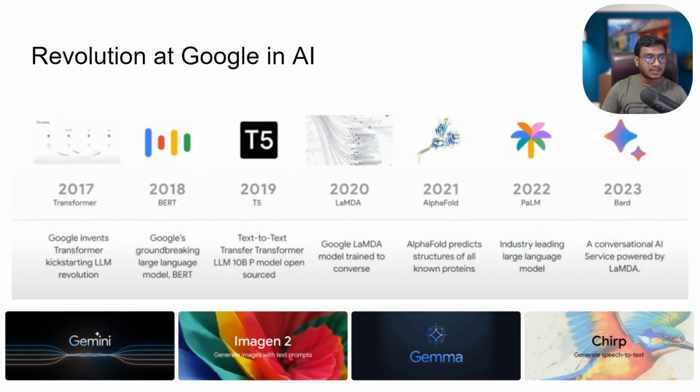Then Imagen 2, which can generate images with respect to a text prompt. Then we also have something called Gemma, which is one of the large language models. Then there is another model called Chirp, which can generate speech to text. So that's the revolution that happened. It took lots of time to come to this position. Google introduced so many research works, so many models, so many technologies. And nowadays we are using this kind of technology in the field of generative AI.